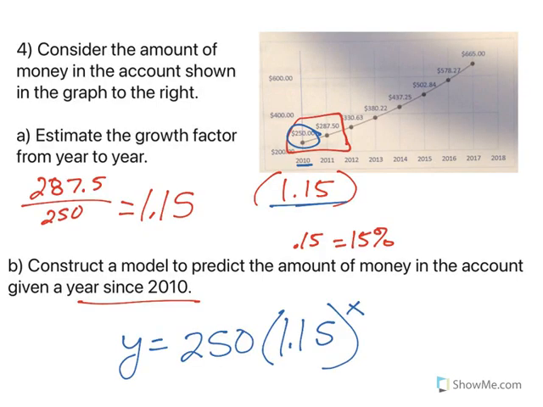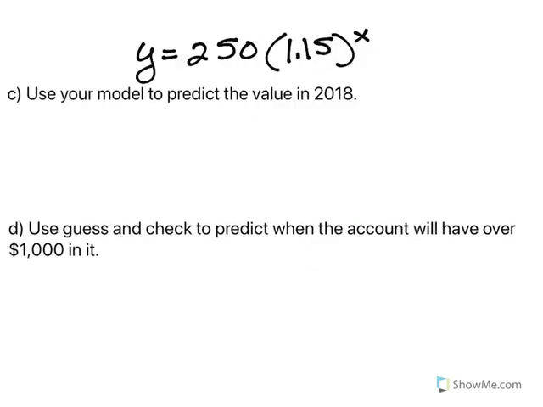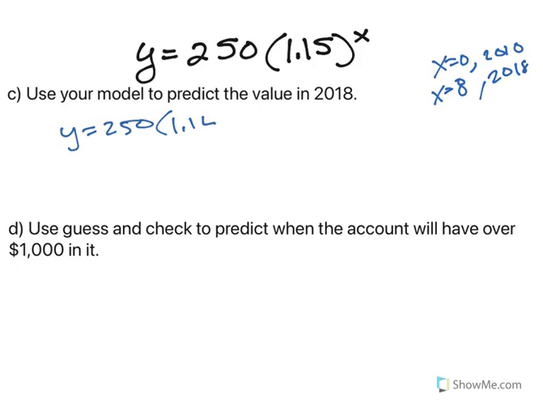Let's come back here and look at this. So when x is 0, I have 250, because it's years since 2010. So x is 0 in 2010. So that means in 2018, what is my value? x equals 8. So if I plug this in, y equals 250 times 1.15 raised to the 8th power. We substitute and we simplify and we get 764.76.